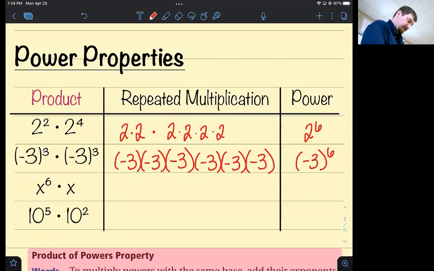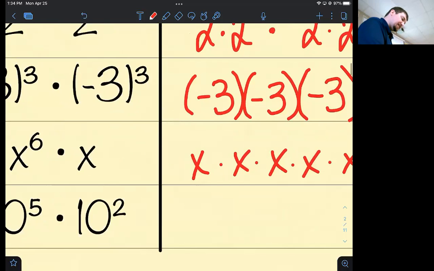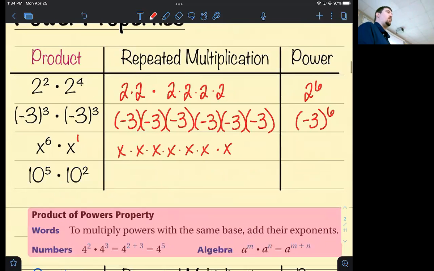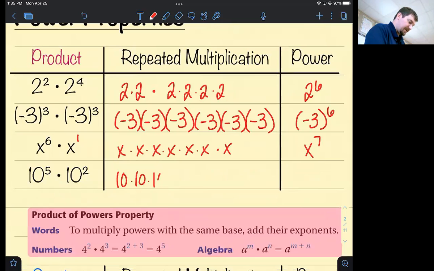X to the 6th is x times x times x times x times x times x times 1 more x. By the way, this is really x to the first power. If you don't see an exponent, just imply that there's a 1 there because there's 1 x there. How many x factors are being multiplied together? Maddox? 7. So this is just x to the 7th. And then finally, 10 times 10 times 10 times 10 times 10 times 10 times 10.